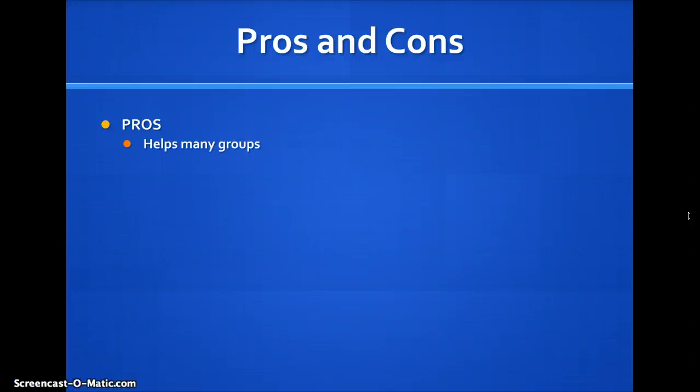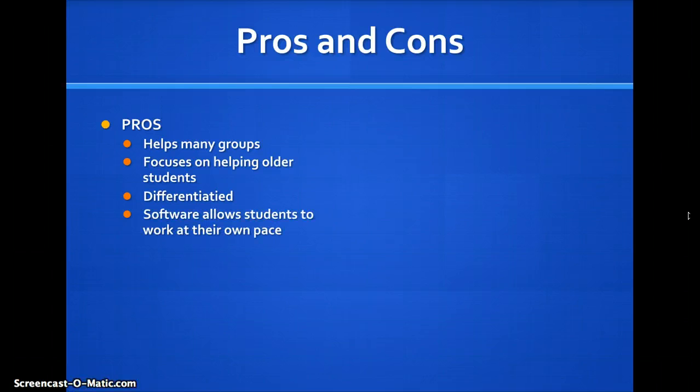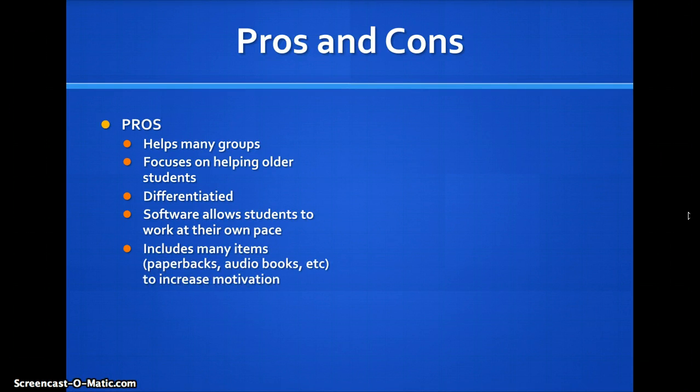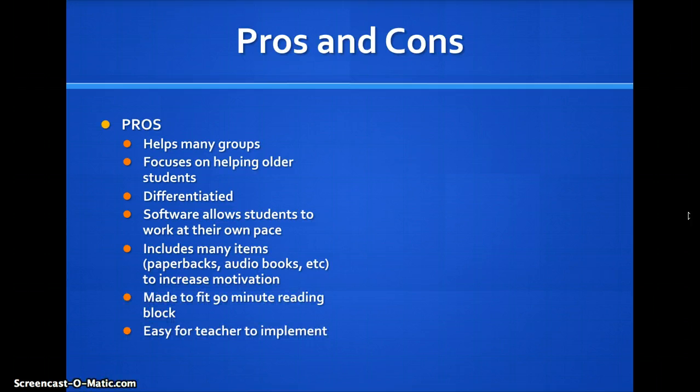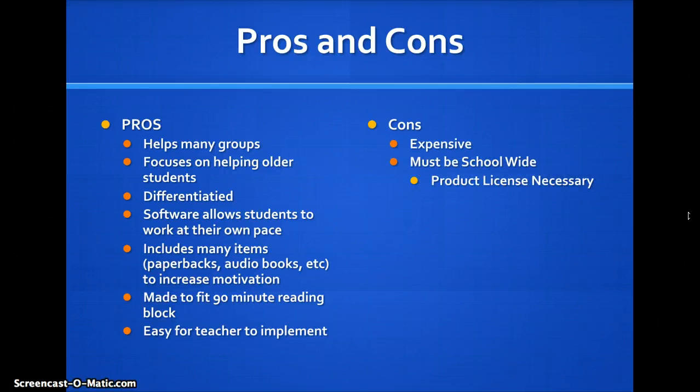The pros of this system include that it helps many groups, focuses on helping older students, it's differentiated, the software allows students to work at their own pace, it includes many items that include motivation, and it's made to fit the reading block and it's easy to implement. It's a little costly. It must be school-wide because a product license is necessary, and schools need access to computers.